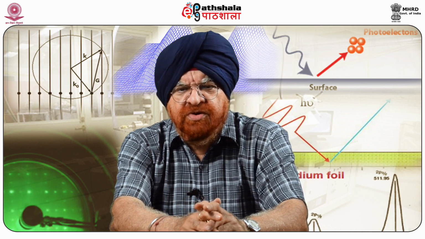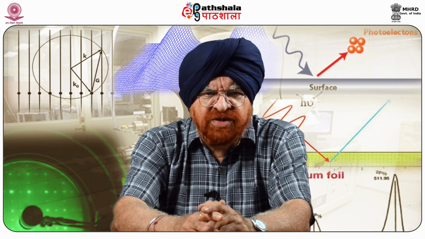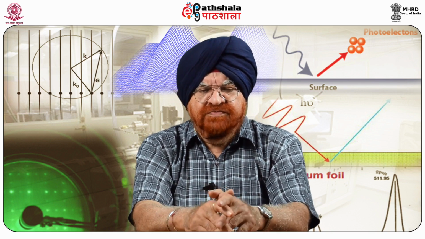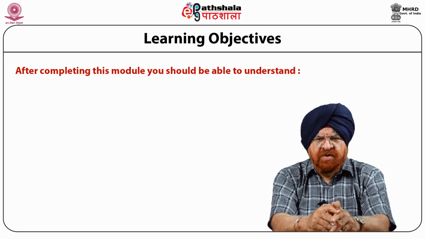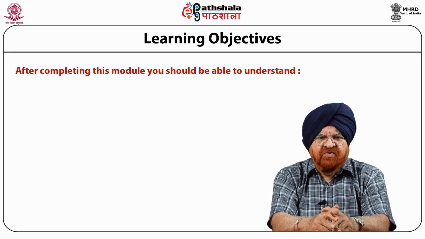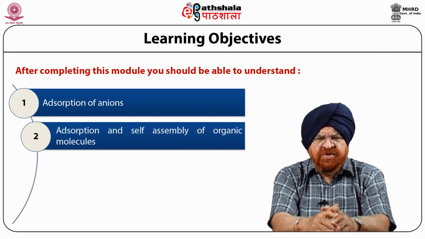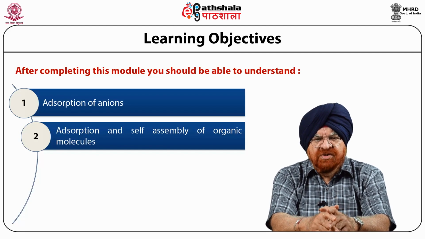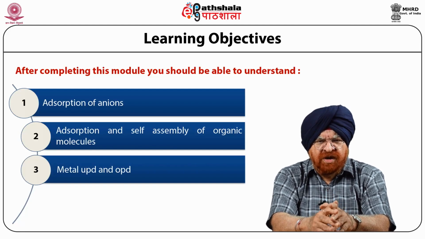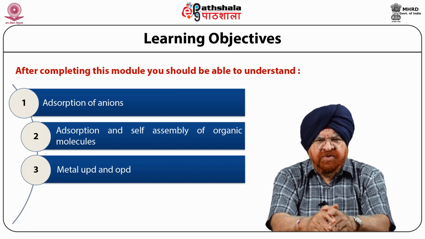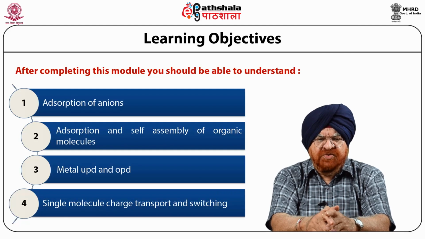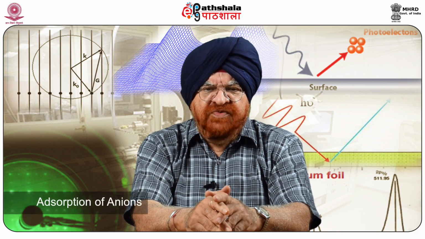Today, we are going to discuss the module called Electrochemical Scanning Tunneling Microscopy, abbreviated as ECSTM, and we shall be talking about data analysis under the paper of Surface Analytical Techniques, Part 1. After completing this module, you should be able to understand the adsorption of anions, adsorption and self-assembly of organic molecules, metal UPD and OPD, that means underpotential deposition and overpotential deposition, and then single molecule charge transport and switching.